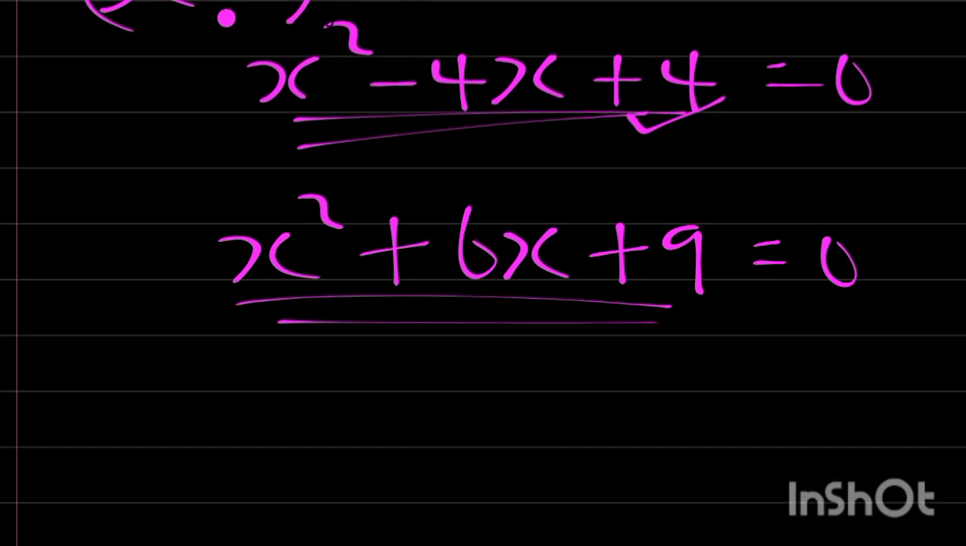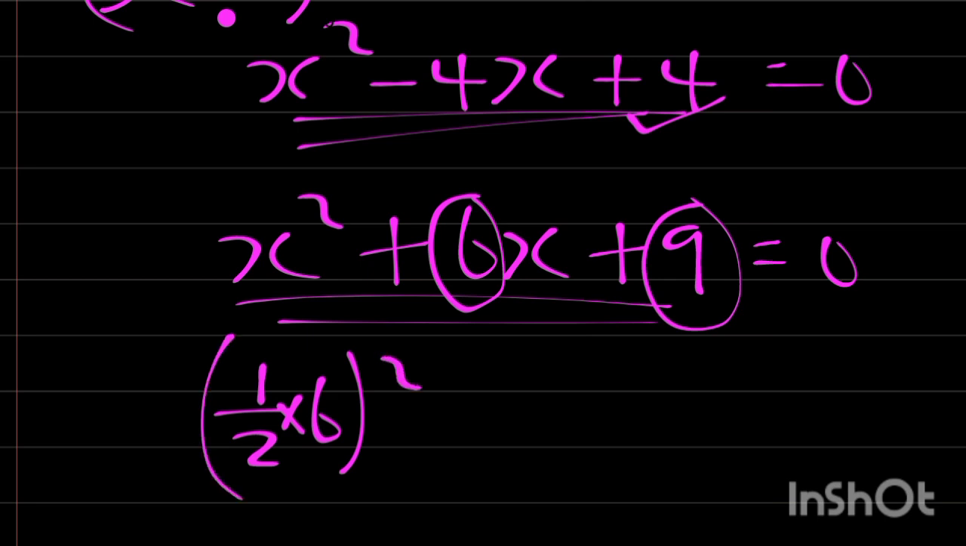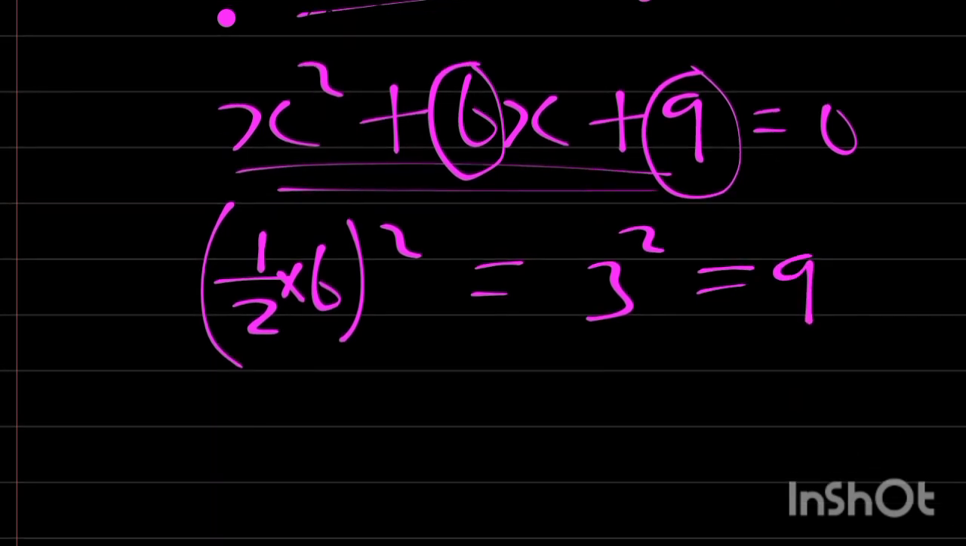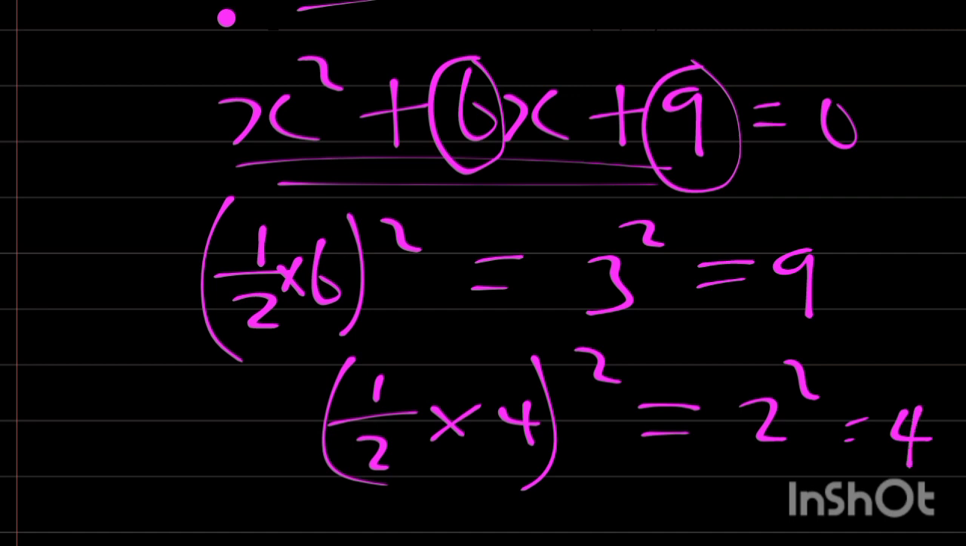Now, let's take a look at something. There's always a relationship between the middle term and the constant term if the expression is a perfect square. Okay, what is this relationship? Let's evaluate half of 6 and then square it and see what we are going to get. Half of 6 is 3, squared, and the answer is 9. Let's do the same thing to 4. Half of 4 squared, and my answer is going to be 2 raised to power 2, which is equal to 4.